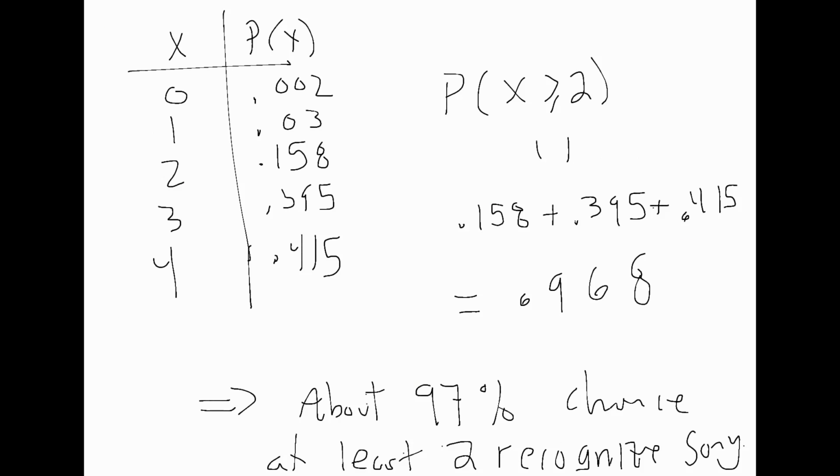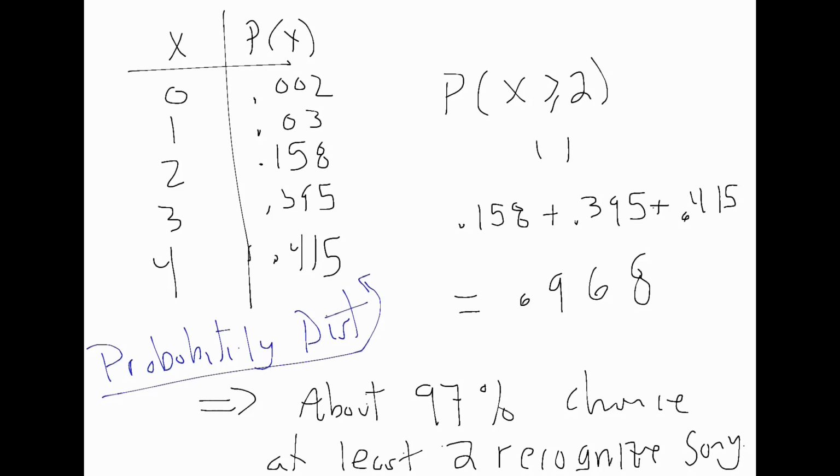Okay, and so all I have to do here is build a table that shows for each value of this random variable what the probability actually is. And in this table here to the left, I have x's taking on the values 0, 1, 2, 3, or 4, and I associate to each of those values of x the probability. So the probability of nobody recognizing Sony is 0.002, and so on and so on. And this table here, that's my probability distribution. That's all it is. It's just this table.